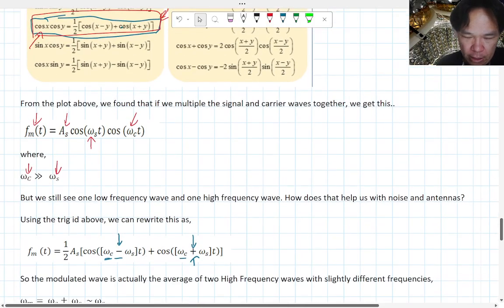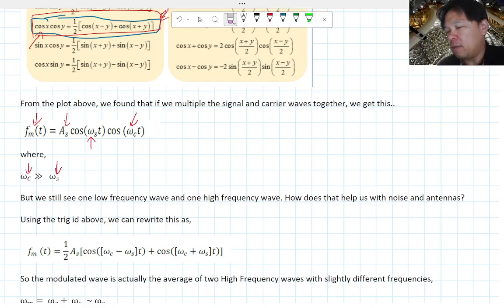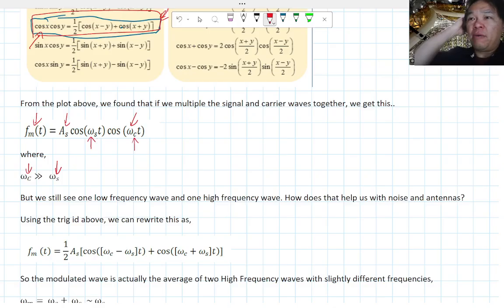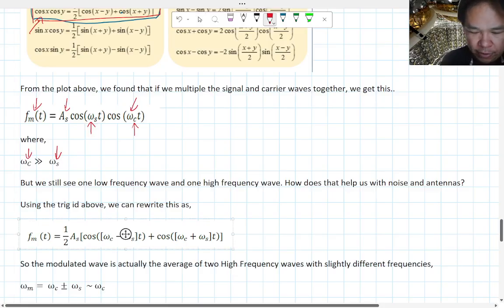So how does modulating a signal help you with making a smaller antenna or having it deal with the noise less? Because you're still sending a low frequency signal with a high frequency carrier, and it's actually the low frequency signal you care about, not the high frequency carrier. And this is where trig solves the problem.